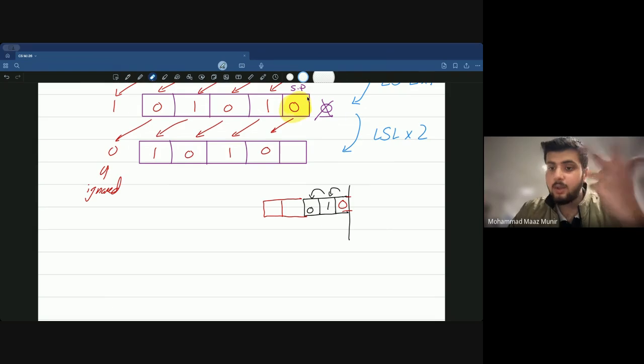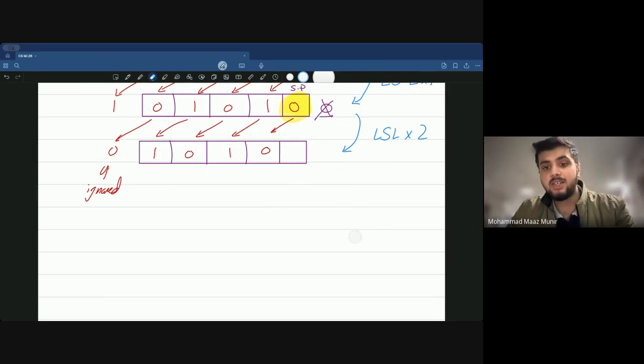Now, is this clear, why we have a 0 on the starting point and why not the other side? Perfect, that's great to know. So we are basically done with this part. We understood how logical shift works.